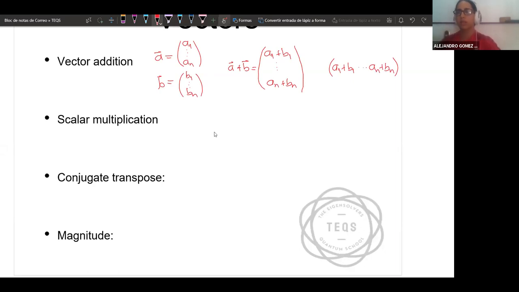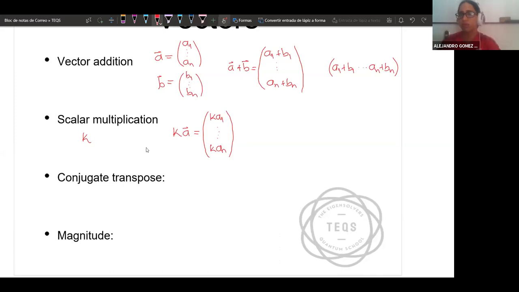We also have scalar multiplication. We have to choose scalars, which are just numbers. They can be real, they can be complex. Let's say that number is k. If we multiply that number k by vector A, we get the following: k times A1, up to the nth component. In scalar multiplication, we have to multiply each component of the vector by the scalar. This just resizes our vector, or transforms it.